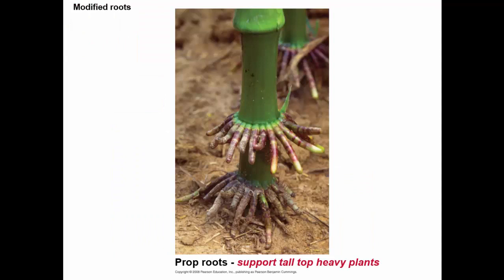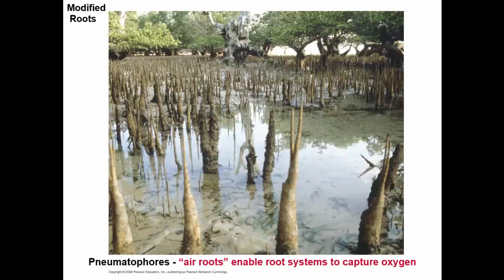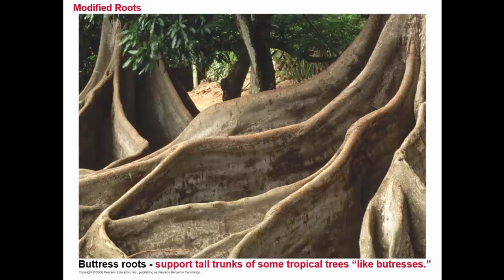This is prop root, and we can find it, like I told you before, in corn. It has a support function in the case where the plant has grown quite tall, so it supports and anchors the plant. And then the modified root as pneumatophore, yes, like I told you before, helps to capture oxygen. This one is buttress root, very big, like I told you before, and it supports mostly major big trees in the forest. Very tall, and the size of this type of root is also very big.